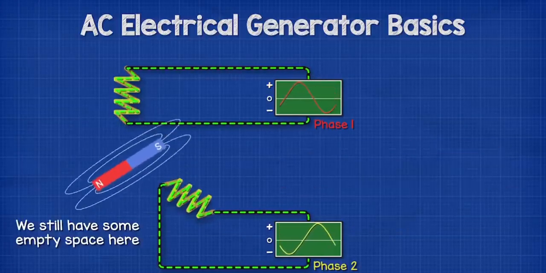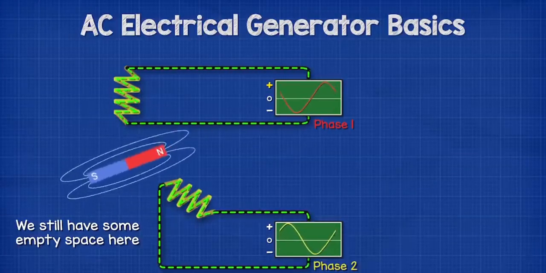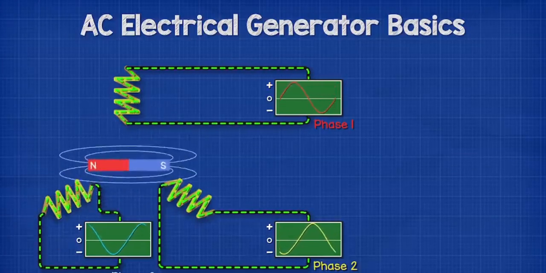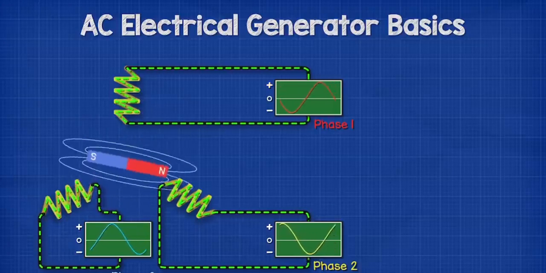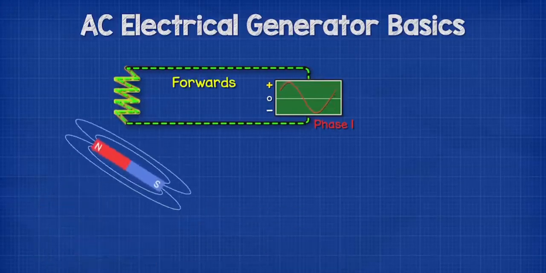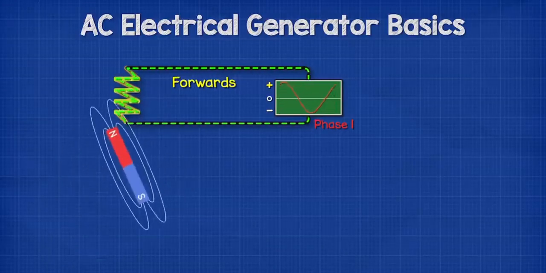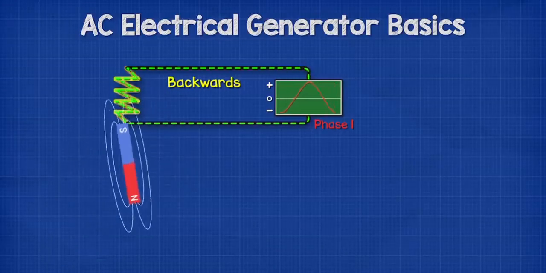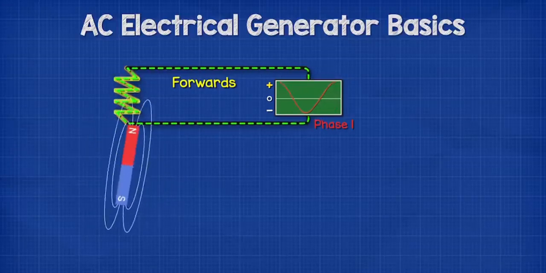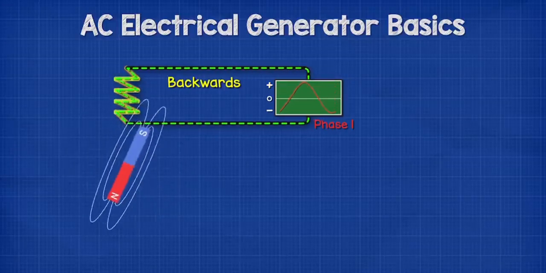We still have empty space here, so we can add another set of coils at 120 degrees from the previous set to create a third phase. If we use just a single phase, then for every rotation of the magnet, half the time the current is flowing forwards and half the time the current is flowing backwards.